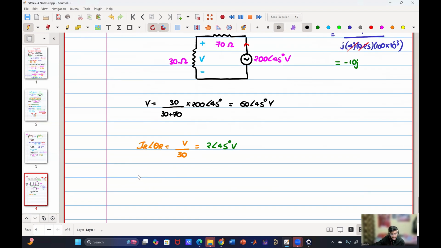Okay. So now what is IL angle theta L? IL angle theta L is voltage by 10J.